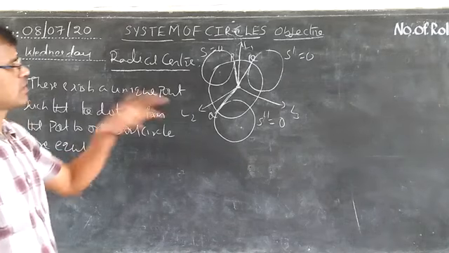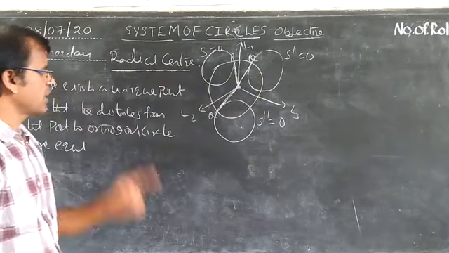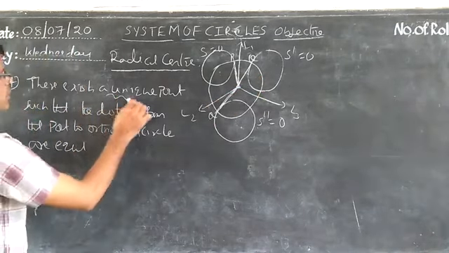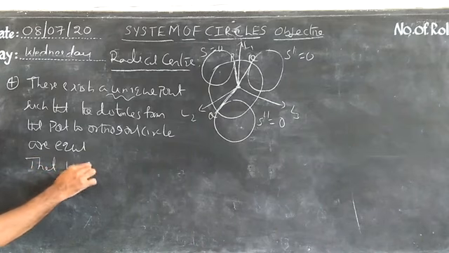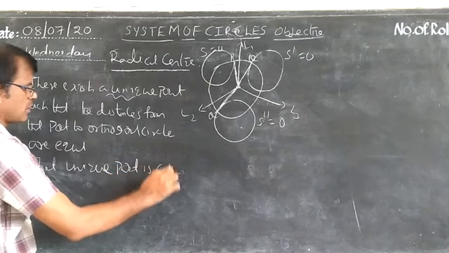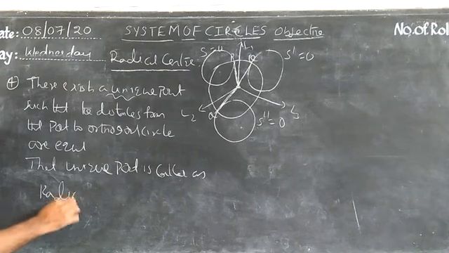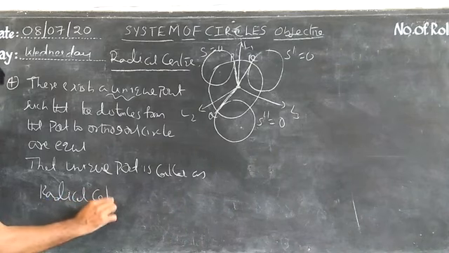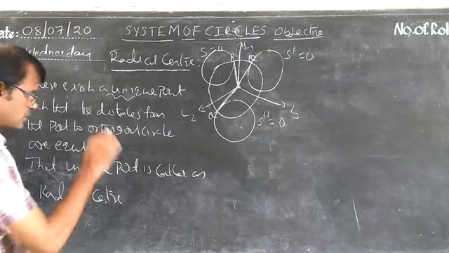What is an orthogonal circle? An orthogonal circle is a fourth circle for the first, second and third circles. For these, there exists only one unique point. That unique point is called the radical center. Next, we can discuss it.